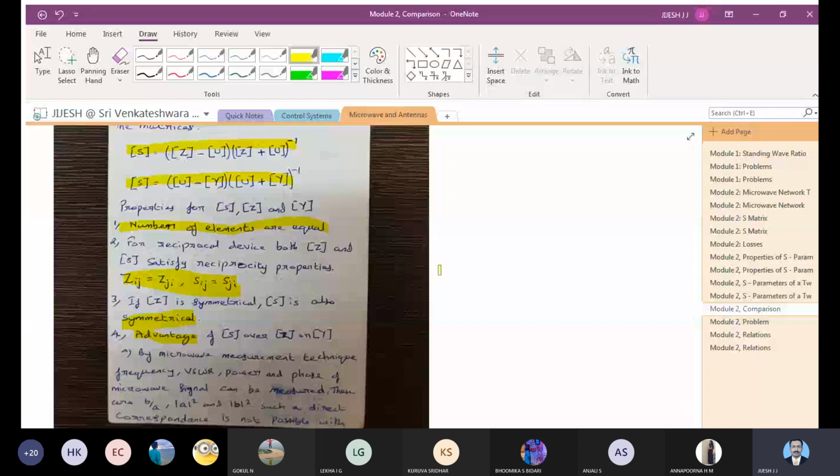So what is the advantage of S over matrix Z or Y? By microwave measurement techniques, the frequency, VSWR, voltage standing wave ratio, or power and phase of the microwave signals can be measured. And these parameters like B by A, mod A squared, mod B squared, all these things can be measured for S parameters. But in the case of Z and Y, we go with voltage and current. So such direct correspondence is not possible with respect to Z and Y parameters. So that is one of the advantages.